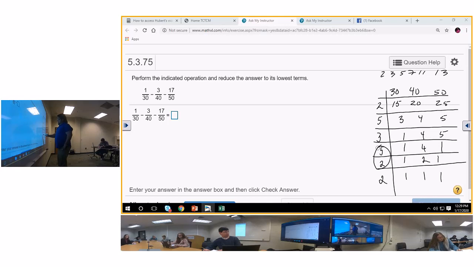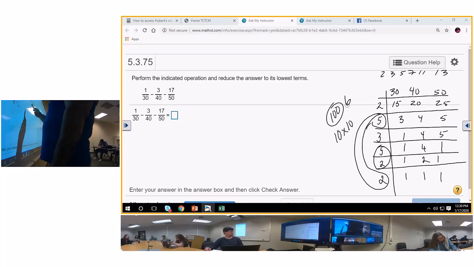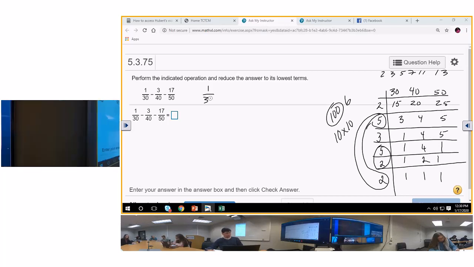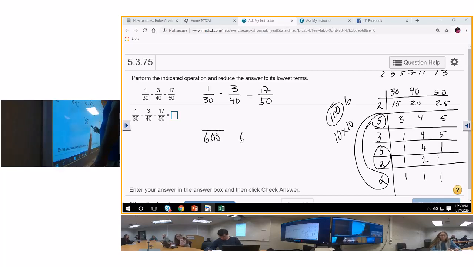So there's a 10, and there's a 10. So I got 10 times 10. That's 100. And then what is 3 times 2? 6. So 600 is my common denominator. So I'm going to rewrite this as 1 over 30 minus 3 over 40, minus 17 over 50. And like I said, the good thing about this is you don't have to depend on the calculator.